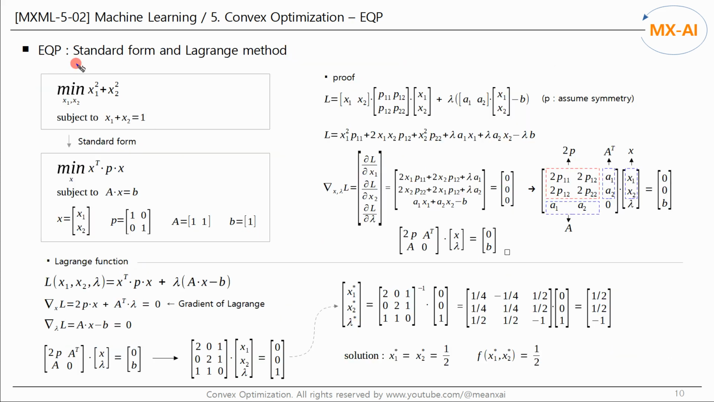This time, we will solve this problem by converting it to a standard form. This optimization problem can be converted to the standard form of EQP as follows. Since it is an EQP problem, there is only equality constraint in the standard form. And each matrix is defined as follows. Multiplying matrices P and X, we get this. And multiplying this by the transpose matrix of X gives us the function f in the original problem.